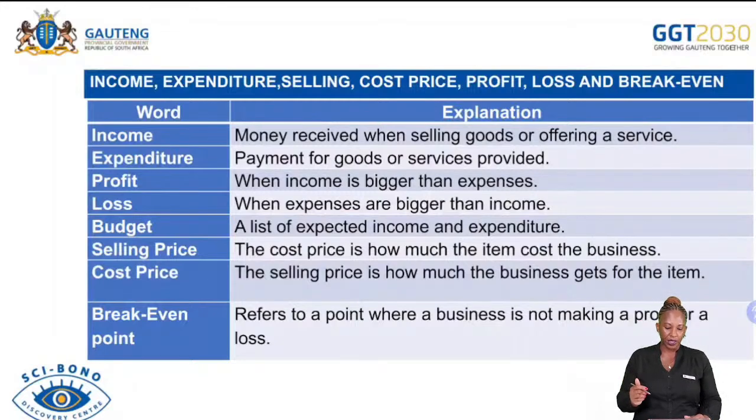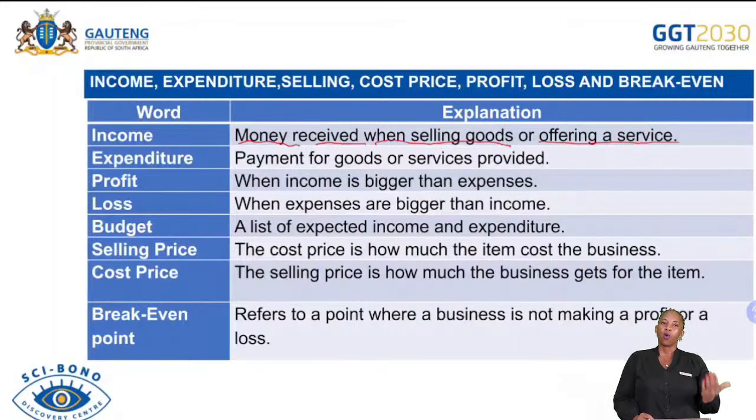Now let's have a look at the first word. Income. What is an income? Income is money received when selling goods or offering a service. Remember, when I sell goods, like I made an example to say I've opened a store, opening a store at your school, I am operating where? At the tuck shop. When I sell you goods, the snacks or the food that you'll be buying from my shop, that is money coming to me, it is an income towards me.